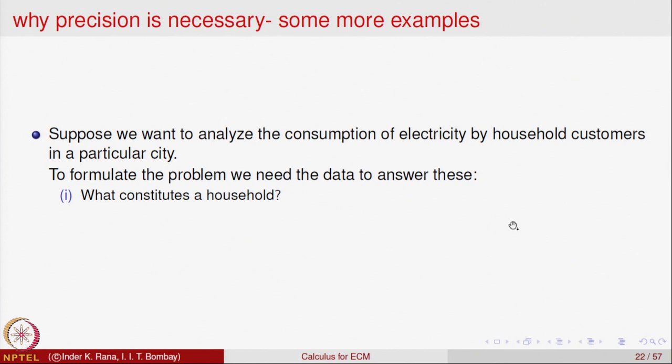To formulate the problem, we need the data. So, as I said, what constitutes a household, we have to make it precise. What is the method of measuring consumption, that we have to make precise. That means nobody should be able to doubt what is a household, if we have said this is a household, and there shouldn't be any controversy or ambiguity in measuring the consumption of electricity. So, that is what well defined means.